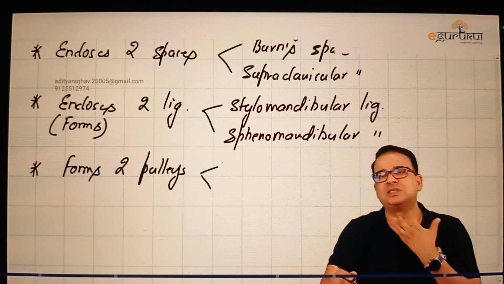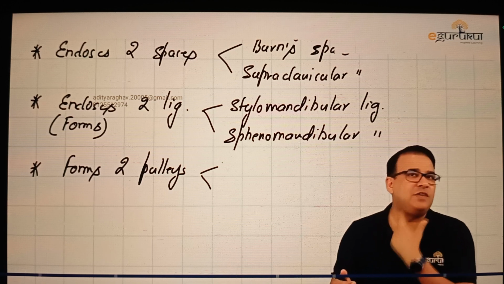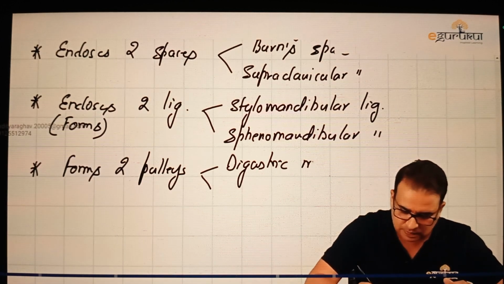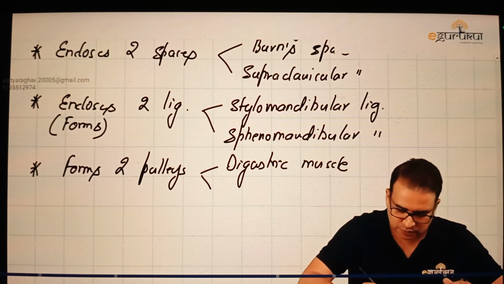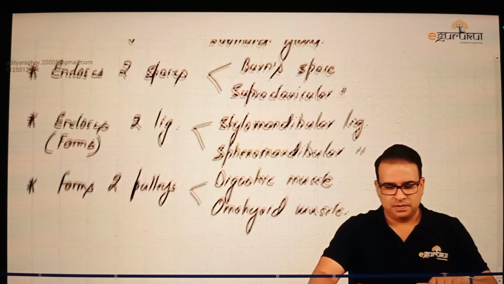And lastly, this also forms two pulleys. What muscles need a pulley, guys? What two muscles in the neck require a pulley? The muscles which have more than one belly. So we have the anterior and posterior belly of digastric, and we have the superior and inferior belly of omohyoid. So the two muscles which will need a pulley are the digastric muscle, and the next one would be the omohyoid. The digastric and the omohyoid.